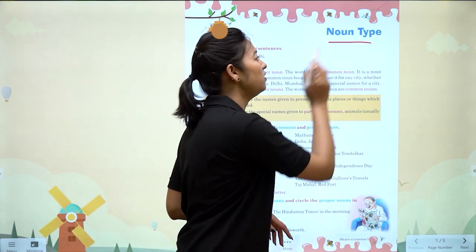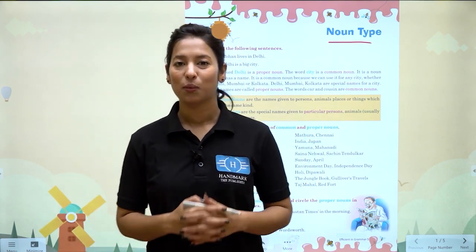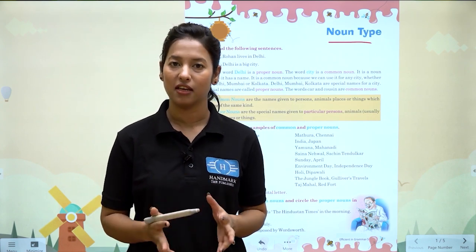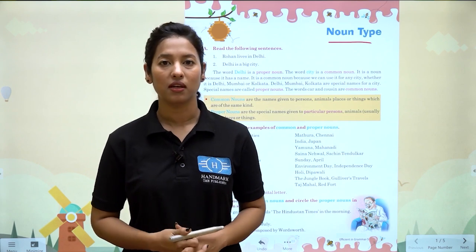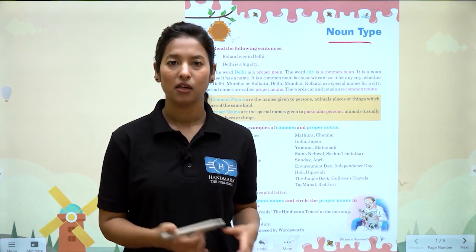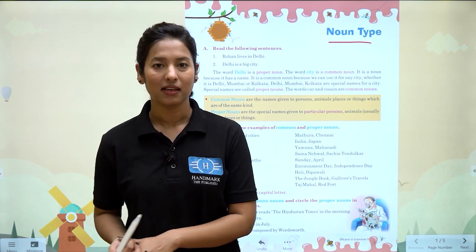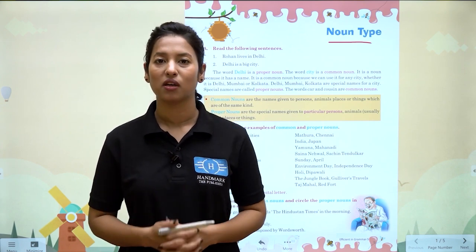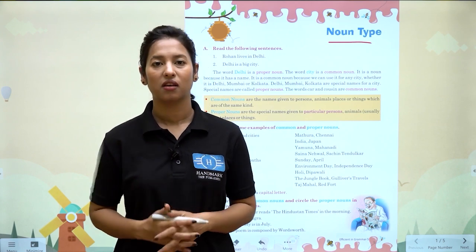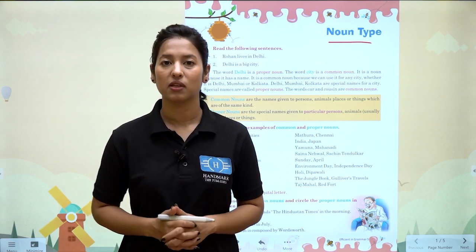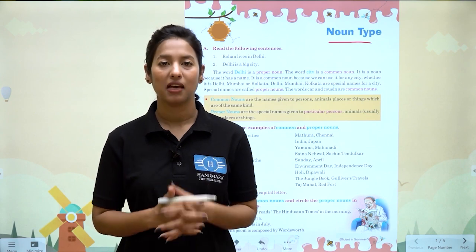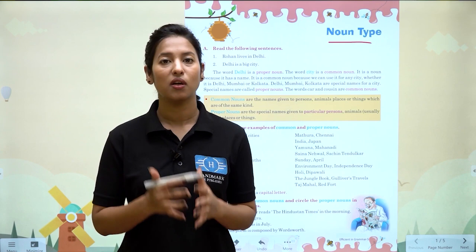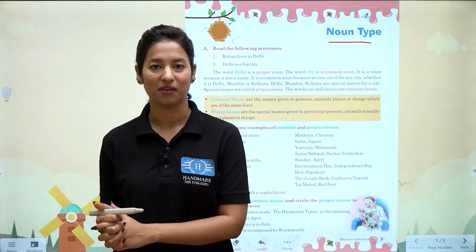Today we are going to discuss a very important topic, which is noun types. Children, we already know that everything around us has a name. Everything around us that we can see, touch or feel, everything that we can talk about or think about are nouns. Today we are going to discuss three main types of nouns: the proper noun, common noun and collective noun.